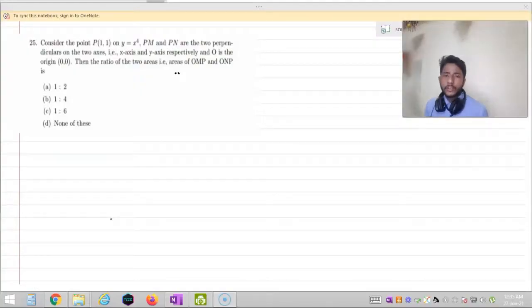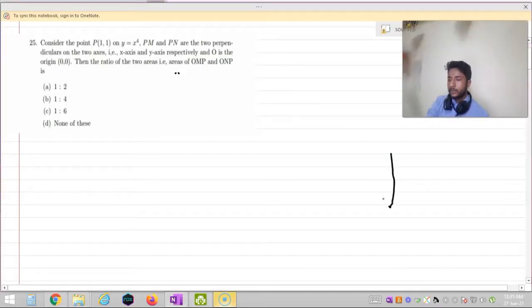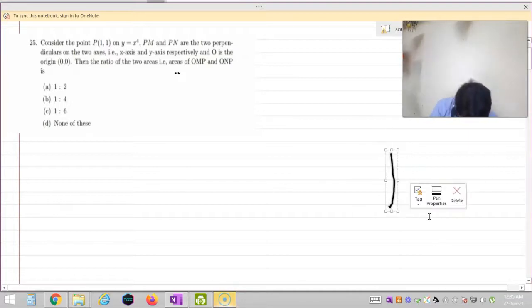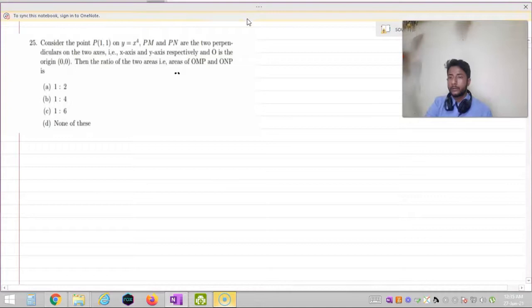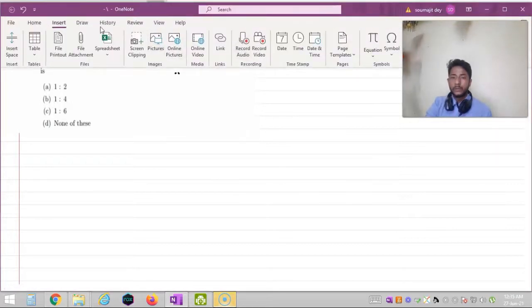Now let us solve question number 25, which says: consider a point P equal to (1, 1) on y equal to x to the power 4. First of all, let us draw the graph of y equal to x to the power 4. Just a second, let me erase it and try it perfectly using these tools.